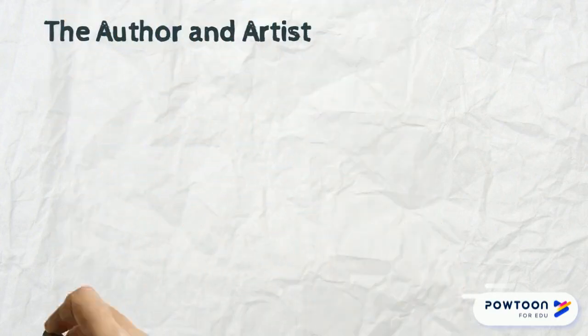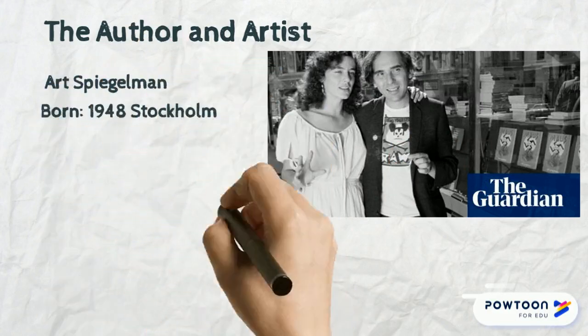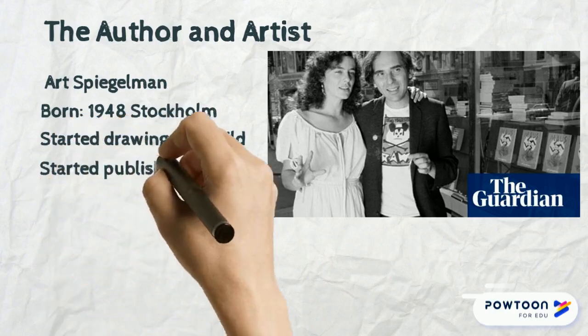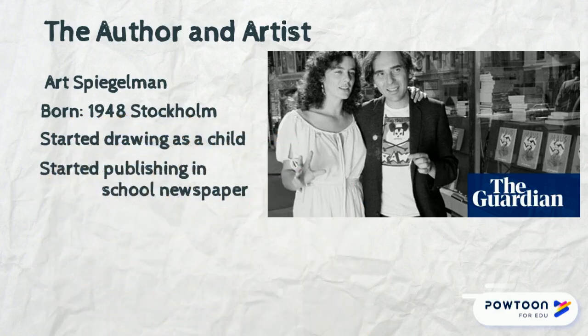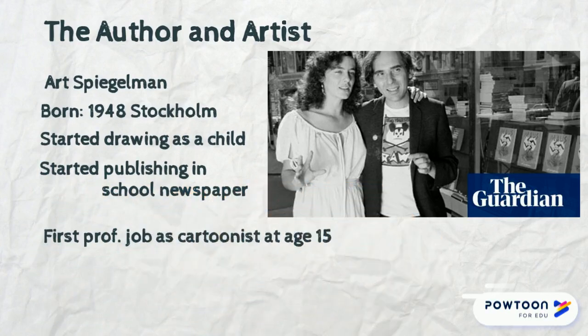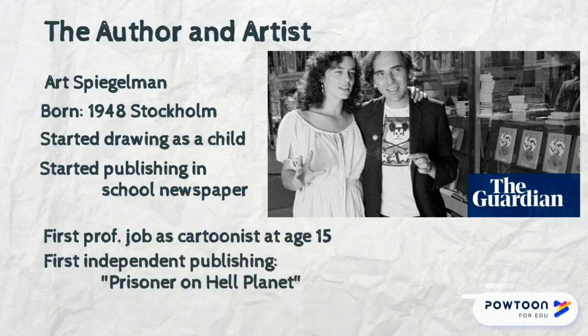And we have Mouse today thanks to one certain person, the author and artist, Art Spiegelman, here in his younger years. He was born back in 1948 and started drawing as a child already, mainly comic strips and cartoon pictures for his friends. Even though Art started publishing in a school newspaper, he quickly got the jump to a local newspaper. He had his first professional job as a cartoonist at only 15, and eventually published his first independent comic strip, Prisoner on the Hell Planet, after his mother committed suicide.